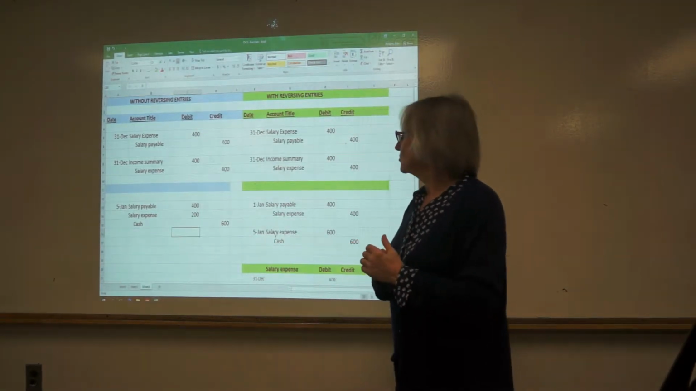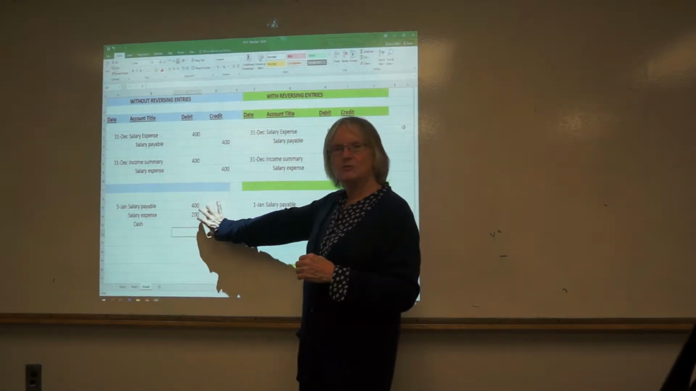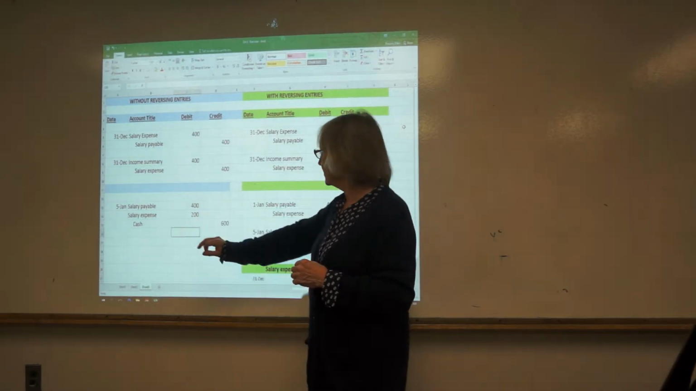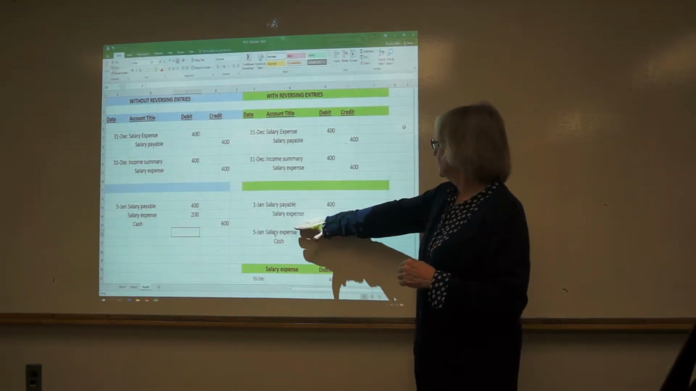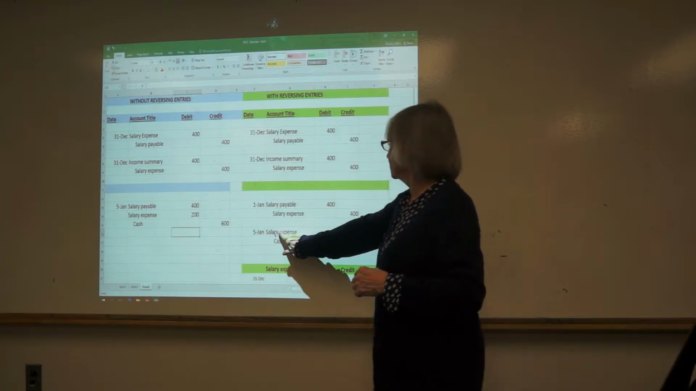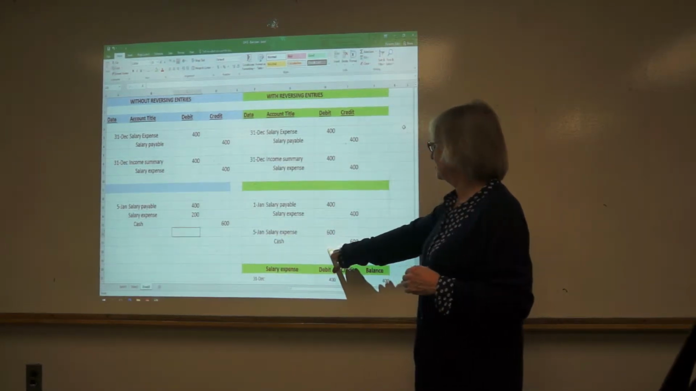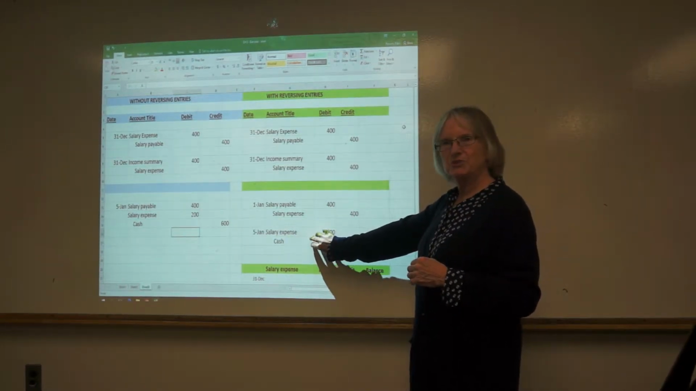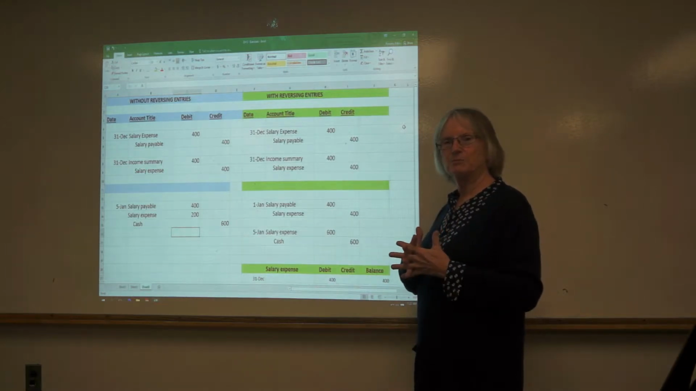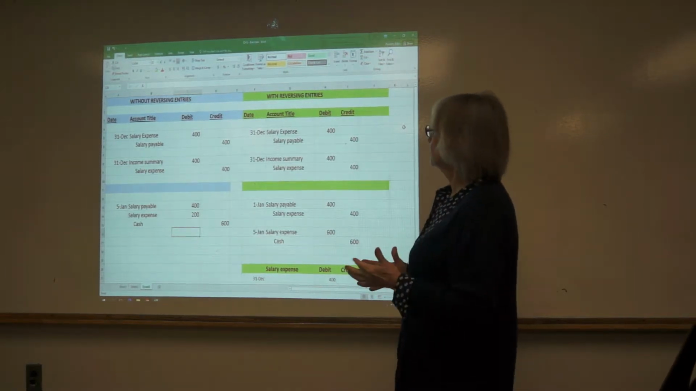What a reversing entry does is it simplifies this entry for a bookkeeper. And so they simply have to make an entry like this. They just have to go salary expense and cash. That's what the reversing entries are all about. It's supposed to simplify the bookkeeping process. So how does it work?